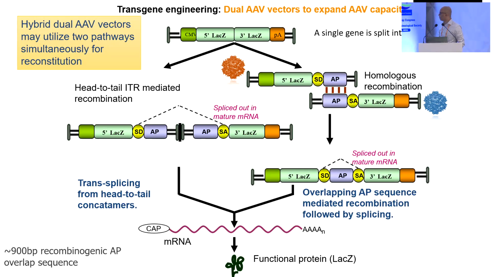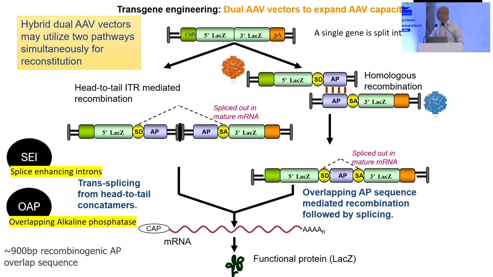So these are the two main strategies in which you have a complete formation of your intended RNA, which then translates into proteins. But in this as well, the transgene engineering was optimized by putting in optimized overlapping sequences. This one is highly recombinogenic. This one, in addition to being highly recombinogenic, also has splice enhancing introns, so that it removes these regions during the ITR combination.